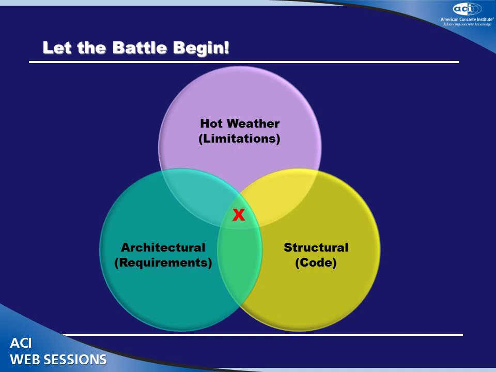So this is kind of how we're going to set the stage for the battle. I've got structural code requirements, I've got hot weather limitations, and I've got architectural requirements. And somehow we put these 3 Mack trucks in the same lane together and we run them head first into each other and we say, we're going to expect to have an architectural result we can all live with. Now, this looks very, very nice, these pretty little Venn diagrams, and you're thinking, oh, it's simple. Yeah, we just want that target right in the middle. Easy. Right?